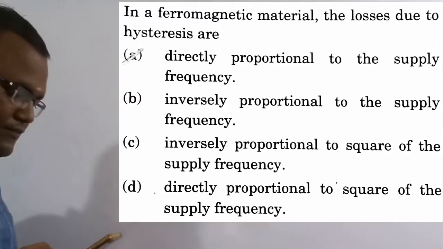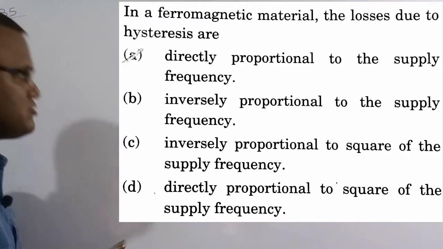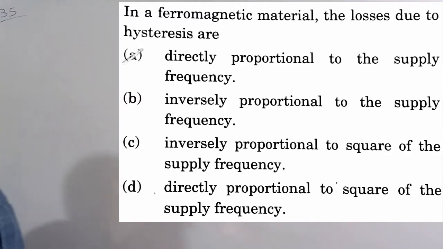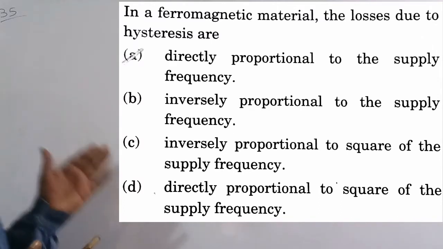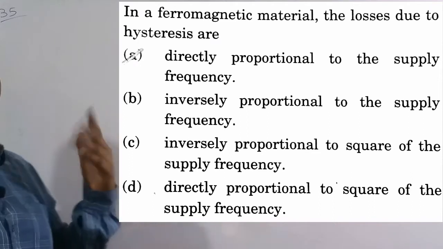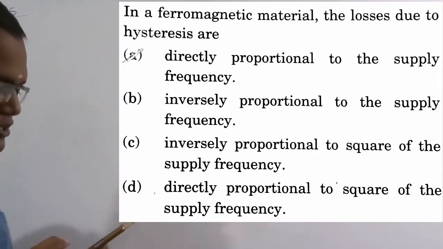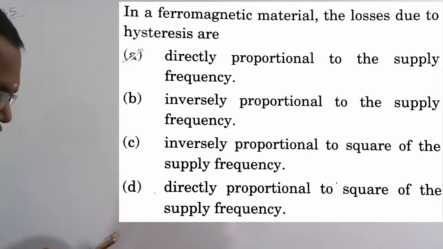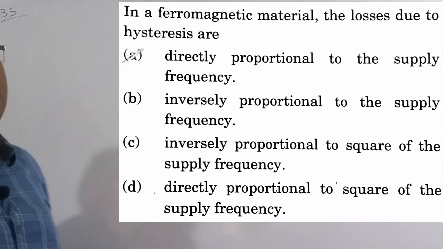Now we are going to solve the 35th question. See the question here: in a ferromagnetic material, the losses due to hysteresis are... We have to find what they are asking: the relation of hysteresis loss in a ferromagnetic material with respect to frequency. So what are the four options? Option A, directly proportional to the supply frequency, is the correct solution of this question.